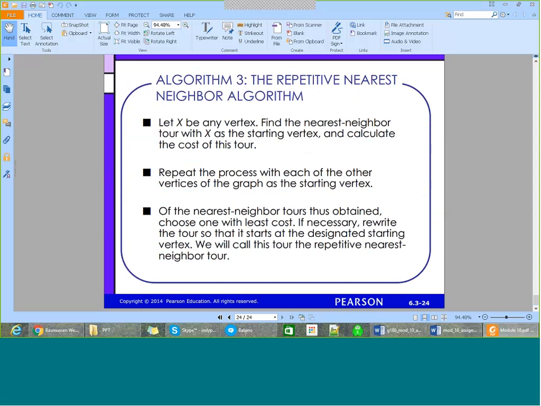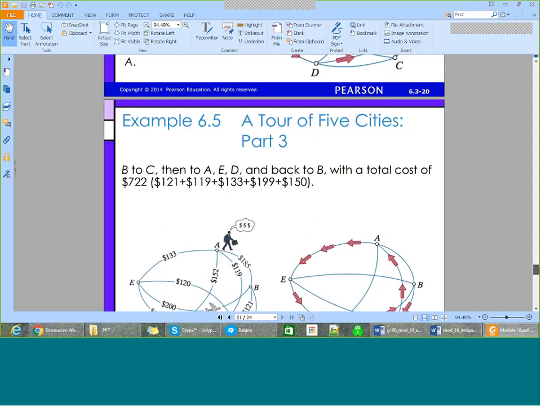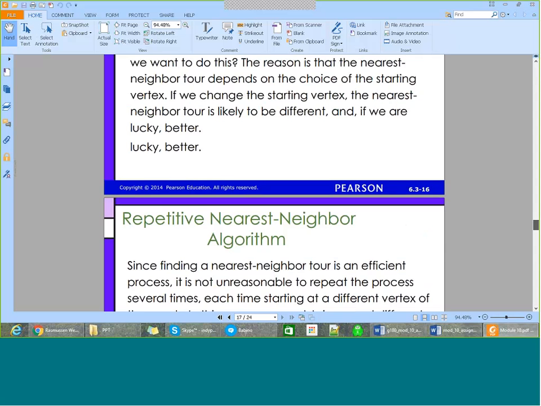Okay, in summary, here's a summary. Start from any vertex, find the nearest neighbor, meaning the cheapest route, starting with X as the vertex, and calculate the cost of the tour. You just repeat the process with each of the other vertices of the graph as the starting vertex. And then once you map out all the tours, you just pick the one with the least cost. Okay? So those are the two algorithms. Two of those you need to know.